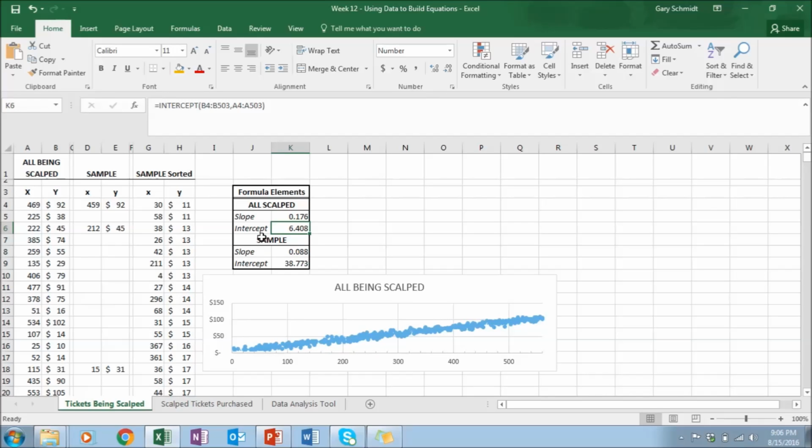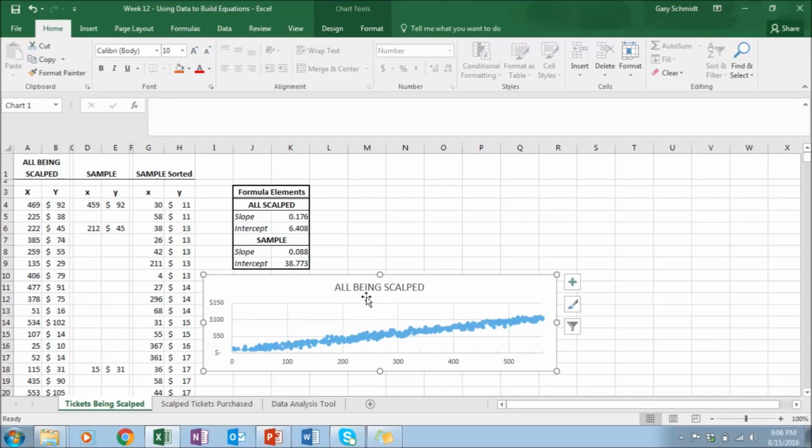I guess you could call that the point after and below which nobody is trying to scalp tickets. In other words, nobody wants to sell a ticket for lower than $6.41. I hope that makes sense. All right, the other way to do it is right on the chart itself, and this is the one that makes the most sense for most people.